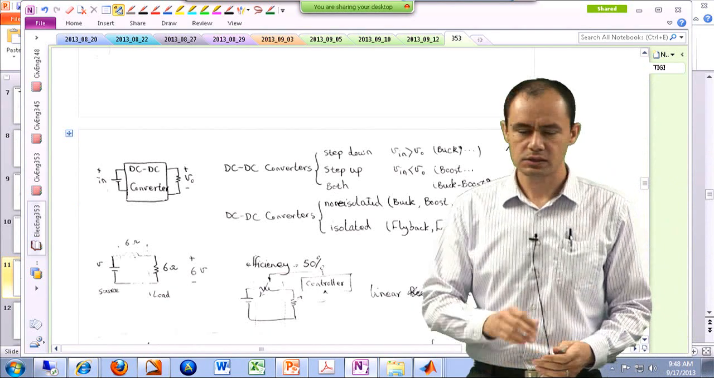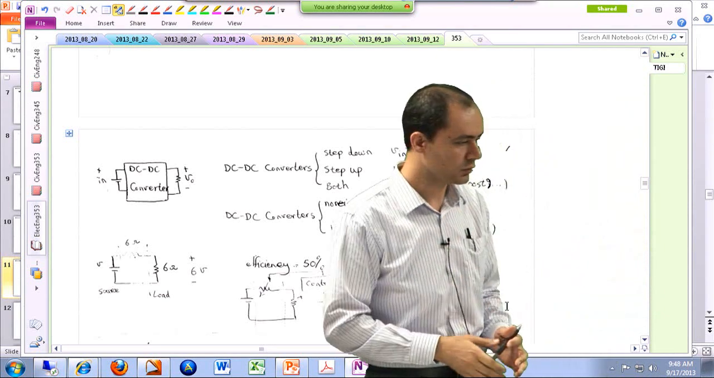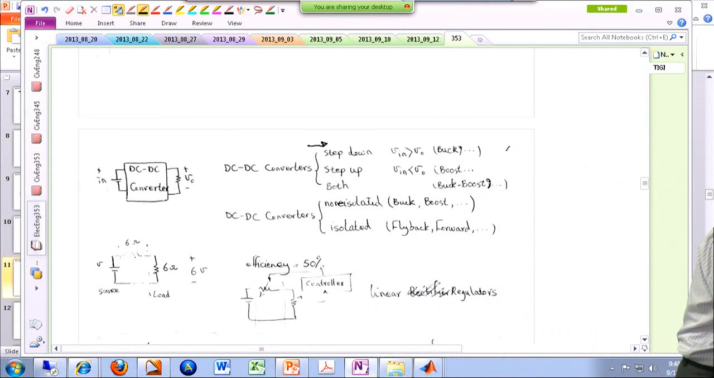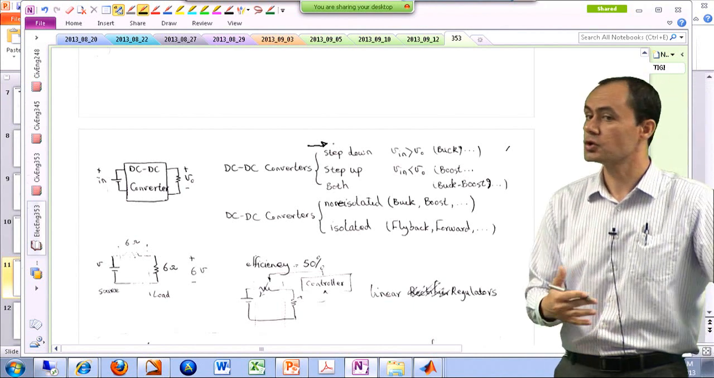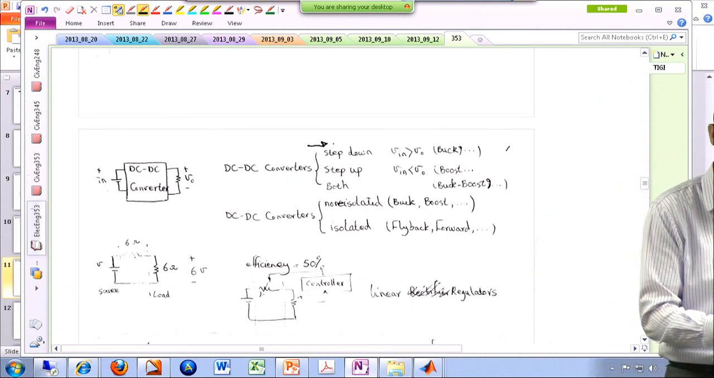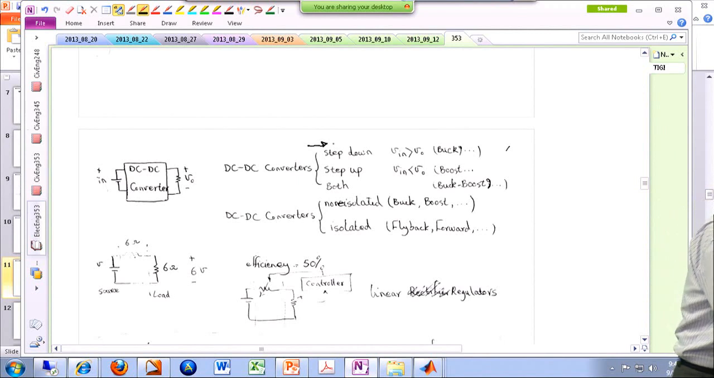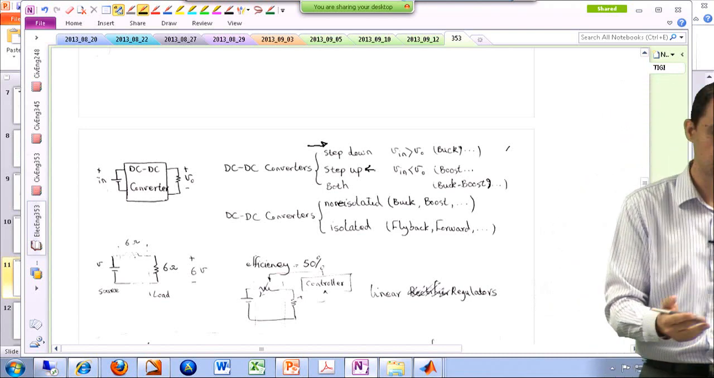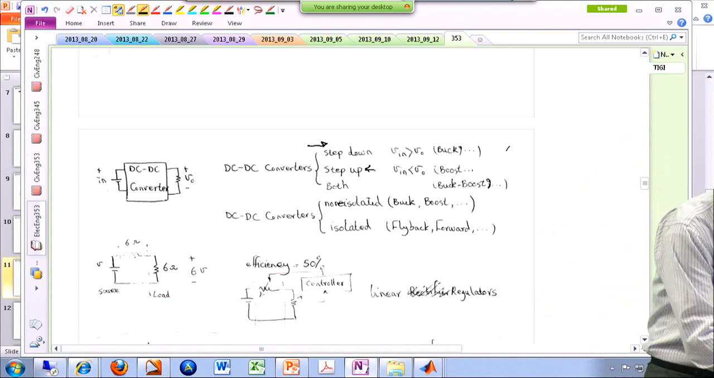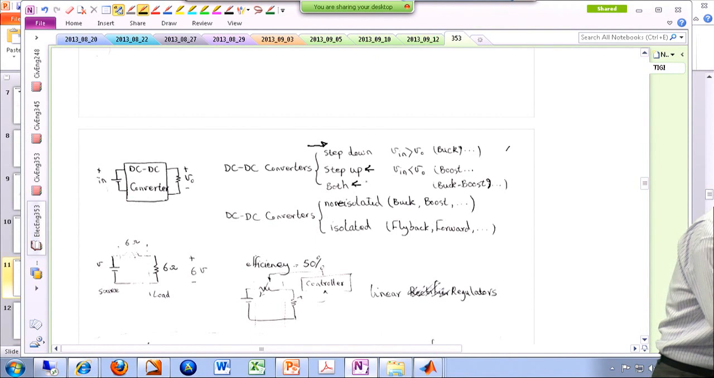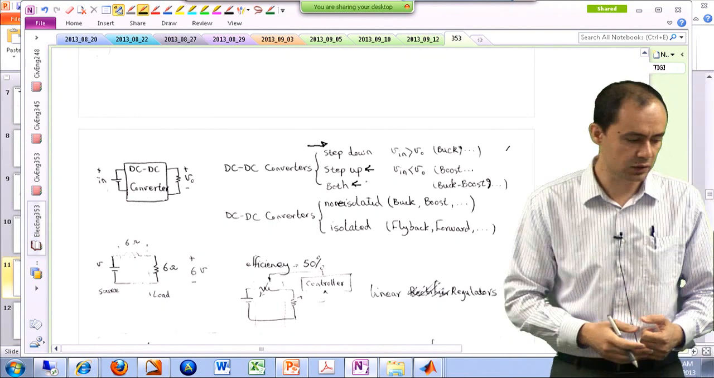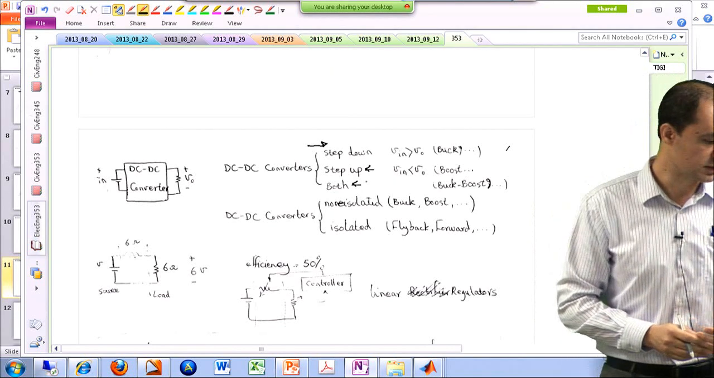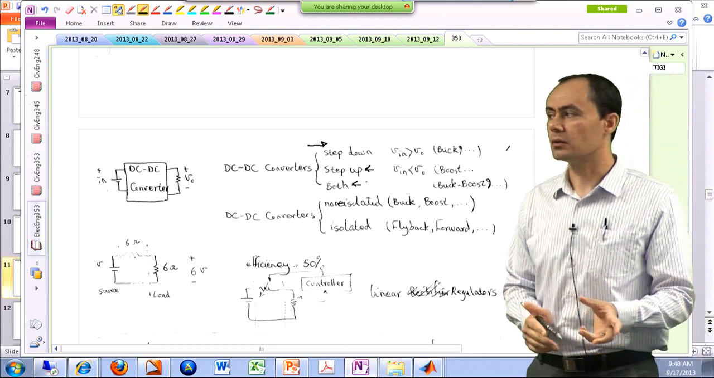We can categorize DC to DC converters, and we are going to see more of these. Some of the converters just step down the voltage, meaning that the input voltage is larger than the output voltage, like a buck converter, the first converter that we are going to analyze. Some of them step up the voltage, for instance, the boost converter, in which the output voltage is always larger than the input voltage. And some converters can do both, like a buck-boost converter, and we are going to analyze all of them.